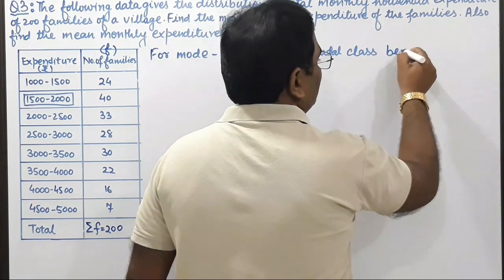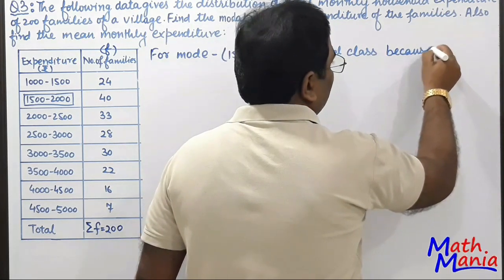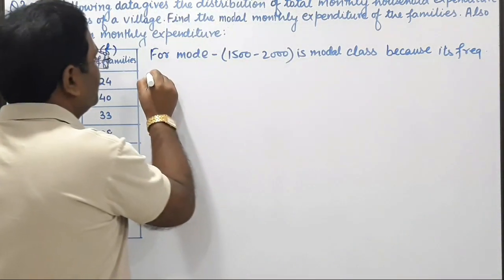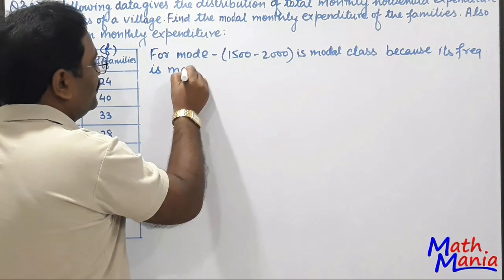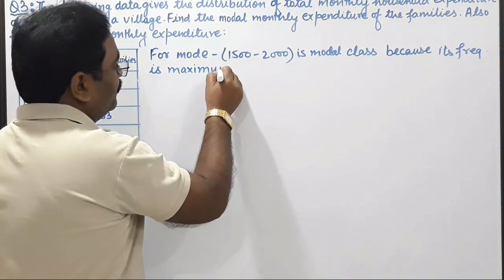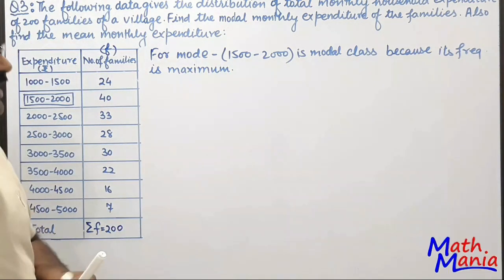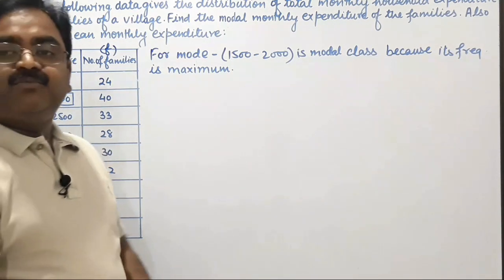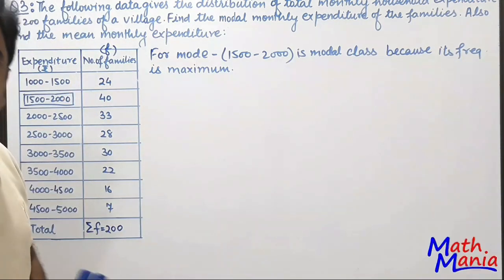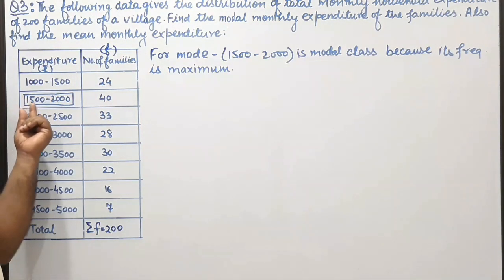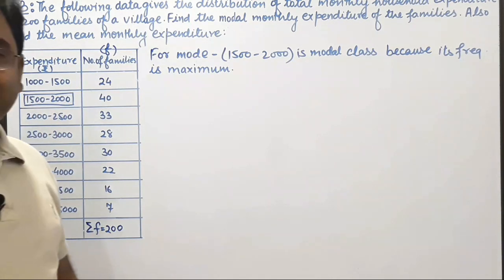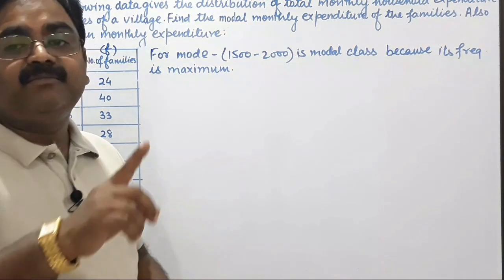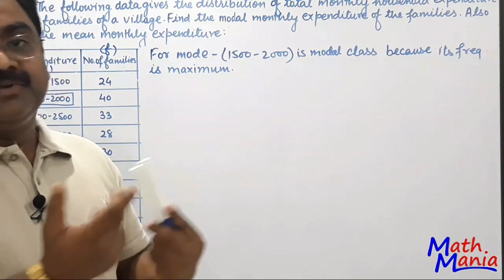Because its frequency is maximum. That's why this class is called modal class. After deciding the modal class, it becomes clear that our mode will lie between 1500 and 2000. What I said? The mode of this information lies between 1500 to 2000. So let us see what will be.